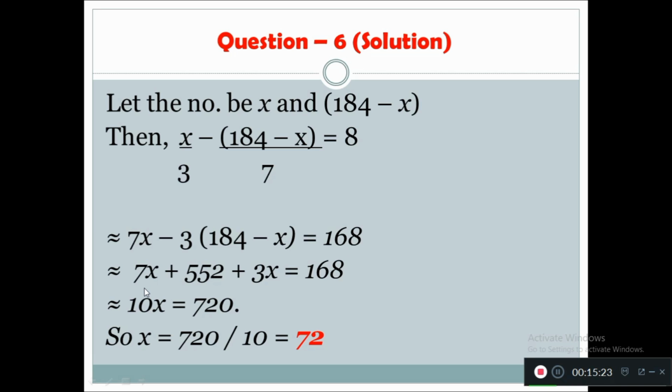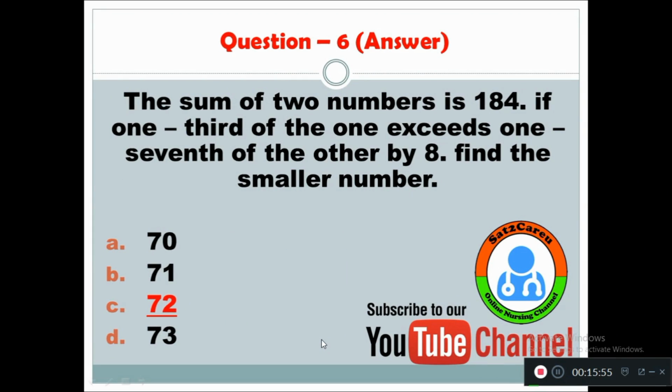Now 7x plus 552, that is 184 into 3 is 552 plus 3x, minus into minus plus, so 3 into x is equal to 168. Now 10x, 7x here, another 3x here, 10x. 10x is equal to 720. So x is equal to 720 upon 10, which gives 72. 72 is the answer which we have seen before.